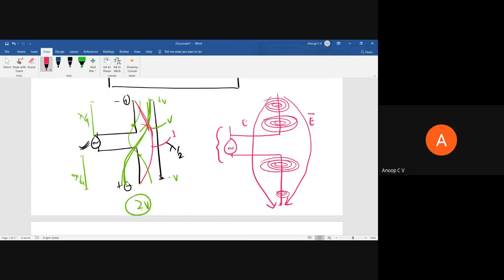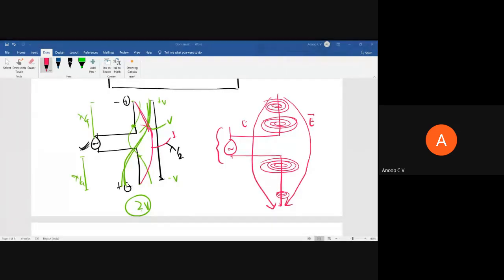Someone is trying to unmute and tell something. Is there any question? Is there a question? Yeah, fine.